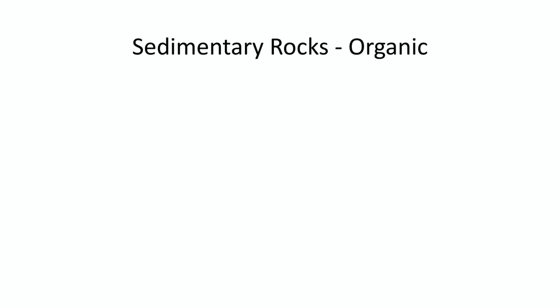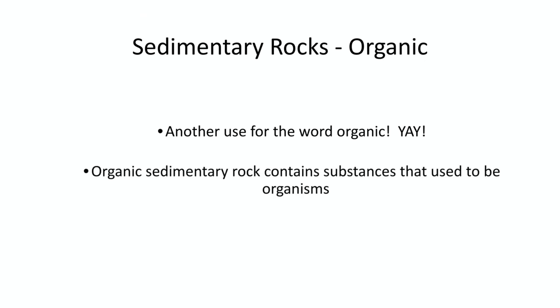Whew, okay. The second subcategory of sedimentary rocks is organic. Yay! Another use for the word organic. Isn't 6th grade science so much fun? Organic sedimentary rocks are made out of substances that used to be organisms. So if you take organisms and make a rock out of them, you have an organic sedimentary rock. The two classic examples are coal and limestone.